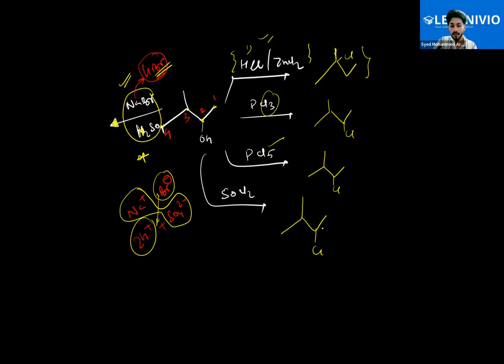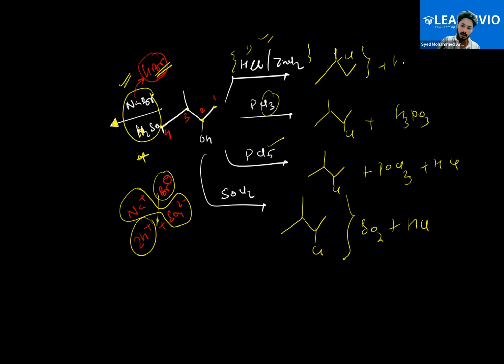Simple, very simple. And this is the best method of preparation because my byproducts are SO2 and HCl. Here my byproduct is HCl because it is PCl5. So this is my byproduct, and here my byproduct will be H3PO3. Fine, and here my byproduct is water.